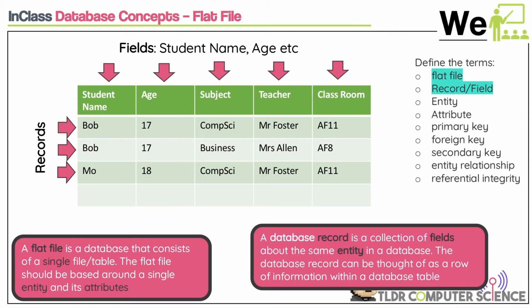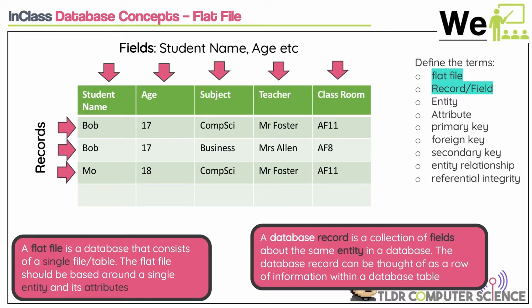Let's have a look then at some additional terminology that we need to look at. When we're looking in terms of a table, we can refer to each of these columns as fields. So student name, age, subject, each of those is considered a field. So how many fields does this table have? It has 5 fields. Thank you, Zahin.